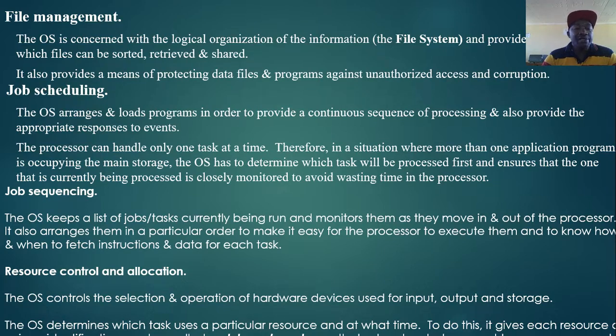Then we have job scheduling. The operating system arranges and loads programs in order to provide a continuous sequence of processing and also provide the appropriate response to events. The processor can handle only one task at a time. Therefore, in a situation where more than one application program is occupying the main storage, the OS has to determine which task will be processed first and ensure that the one currently being processed is closely monitored to avoid wasting time.